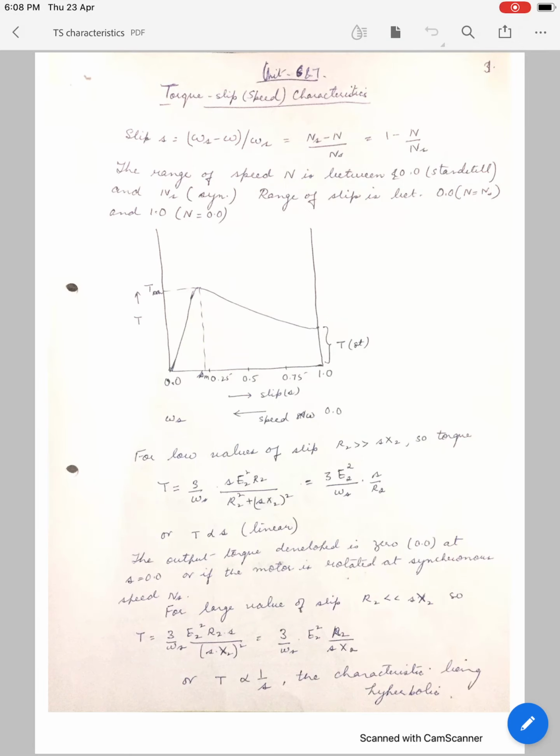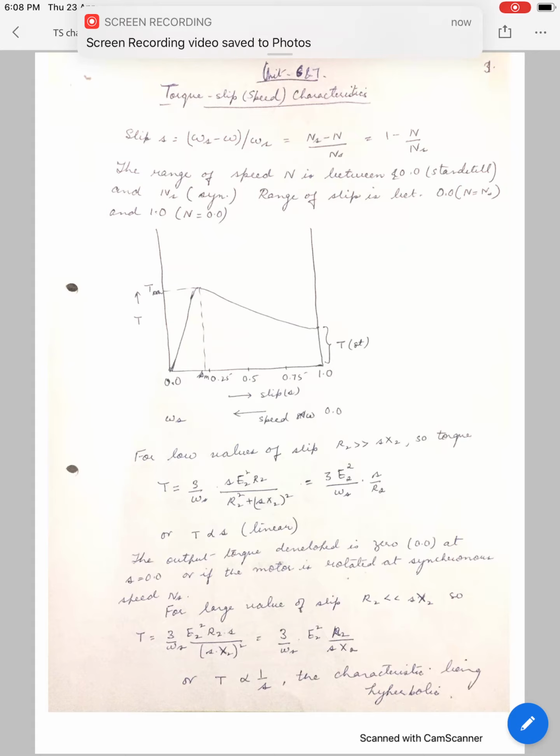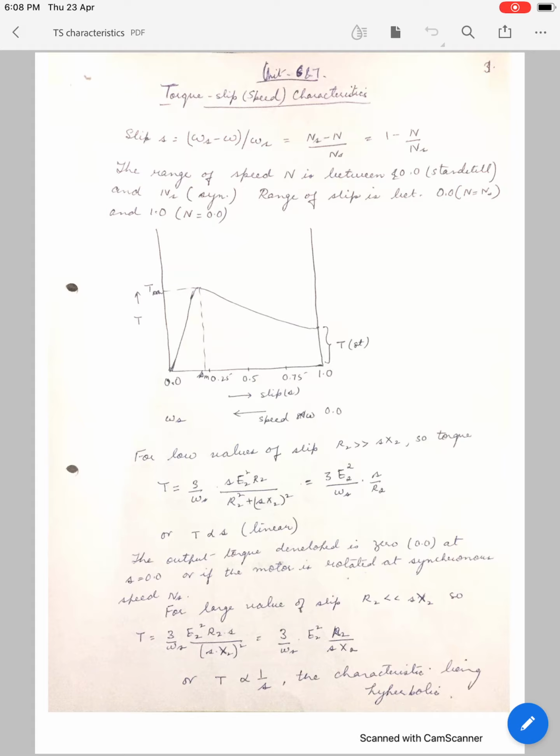Hello students, so today the topic is torque speed characteristics of induction motor. So slip, as you know, the expression of slip is given by (omega_s minus omega) upon omega_s. So that is 1 minus n upon n_s. So the range of speed is between 0, that is standstill, and n_s, which is the synchronous speed, and the range of slip is between 0 to 1.